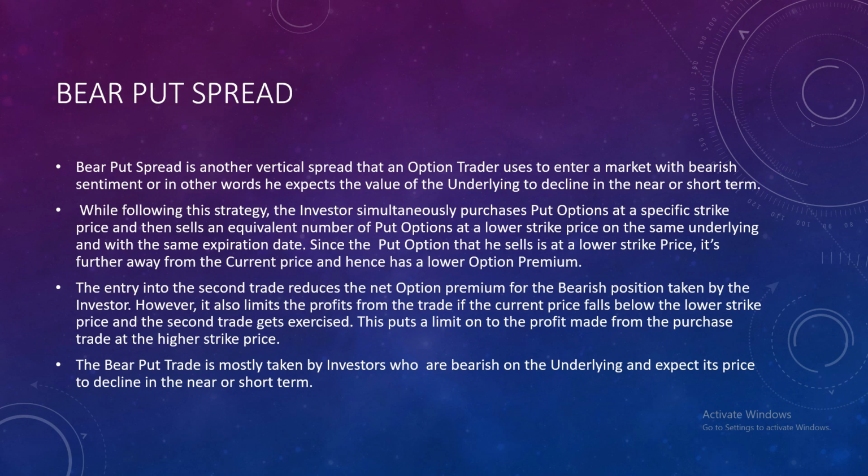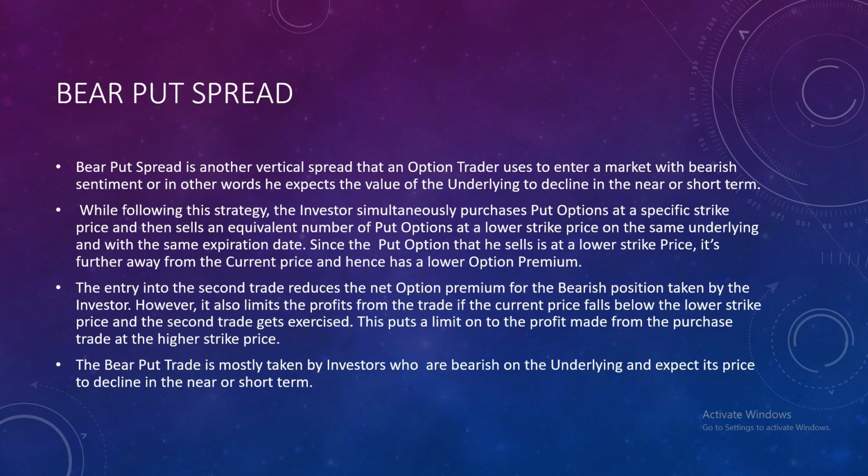Since the put option that he sells is at a lower strike price, it is further away from the current price and hence has a lower option premium. The entry into the second trade reduces the net option premium for the bearish position taken by the investor. However, it also limits the profits from the trade if the current price falls below the lower strike price and the second trade gets exercised. This puts a limit on the profit made from the purchase trade at a higher strike price.